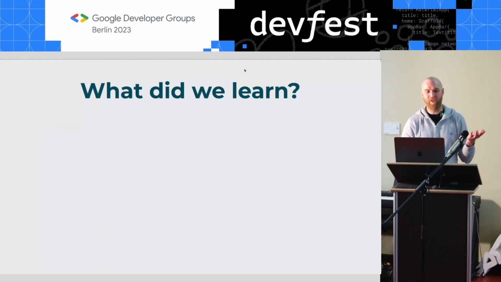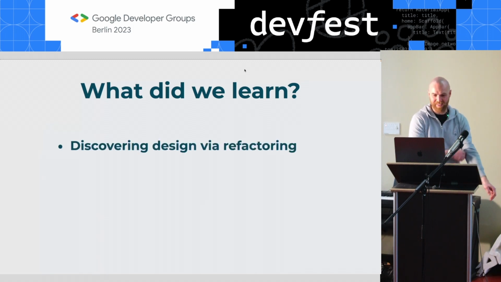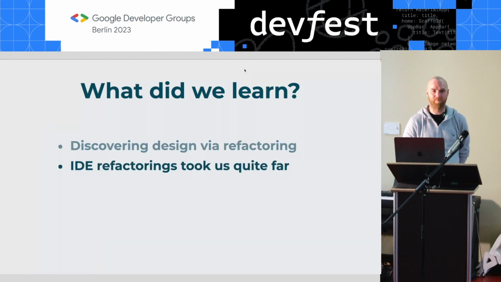What did we learn? I guess what I learned by doing this exercise a few times is that you can discover design through refactoring. So you don't need to have a great plan. You just try lots of different things and then something emerges. Then ideal refactorings guide us in interesting directions. That's pretty cool.